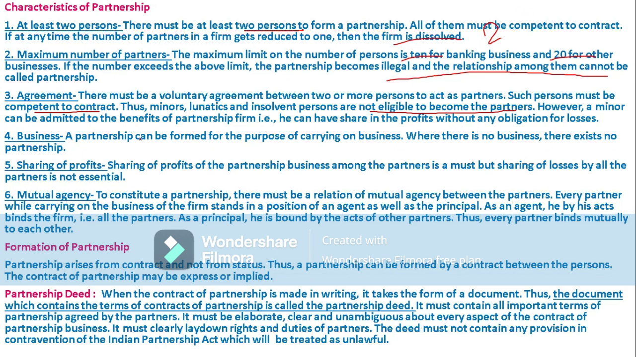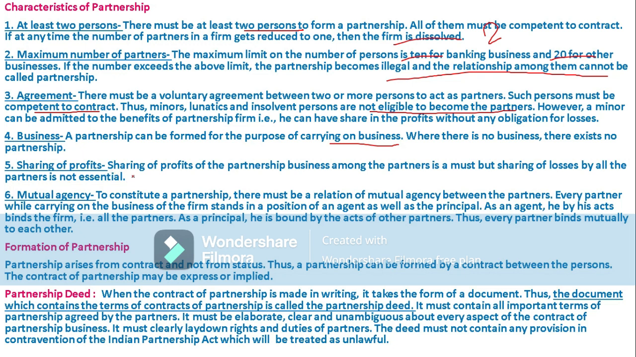Okay, so another thing, business. Partnership means business. A partnership can be formed for the purpose of carrying on business. So the feature of partnership is business. Why do they form the partnership? In order to carry on the business, an economic activity, which is nothing but gaining of profits. Okay, so where there is no business, there exists no partnership, right? Now, sharing of profits. Sharing of profits among the partners is a must, but sharing of losses by all the partners is not essential.